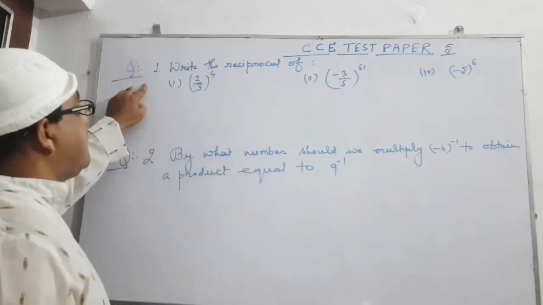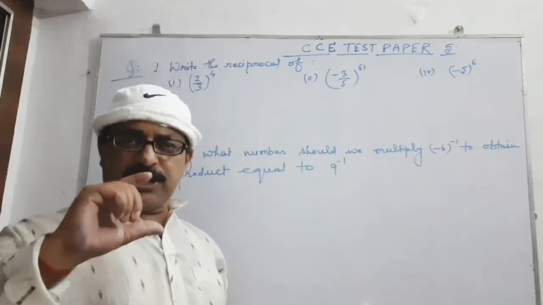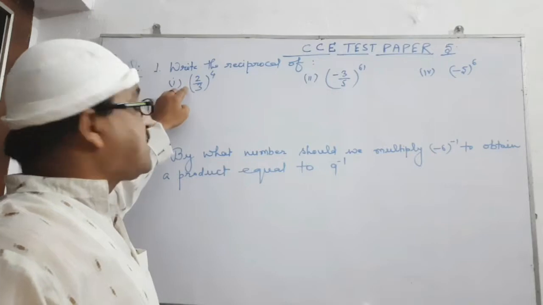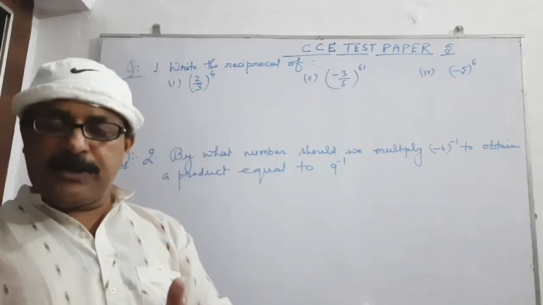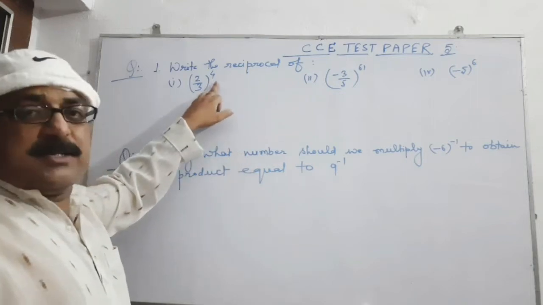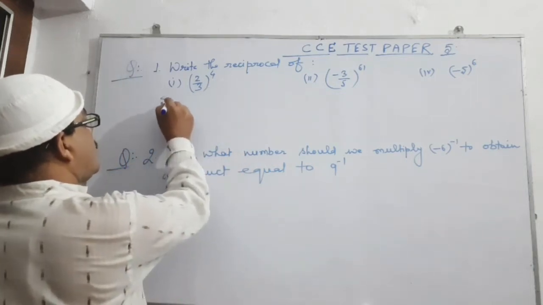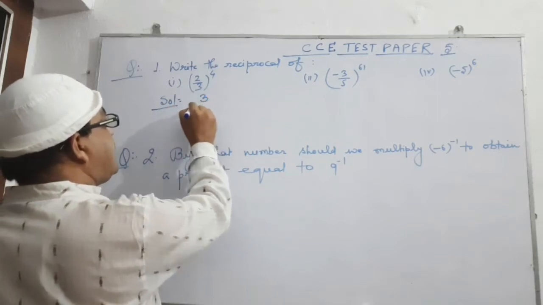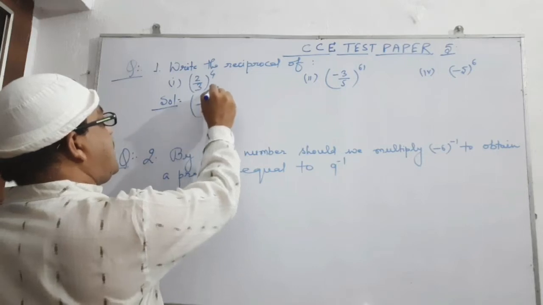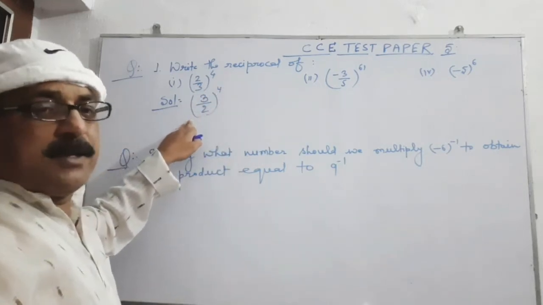First question is given. Write the reciprocal of the given fraction. We will write the numerator as the denominator and the denominator as the numerator. The exponent, the degree, will remain in the same place. Solution: 2 by 3. Here you have to write 3 by 2 and your degree will be the same. This is the reciprocal of the given number.